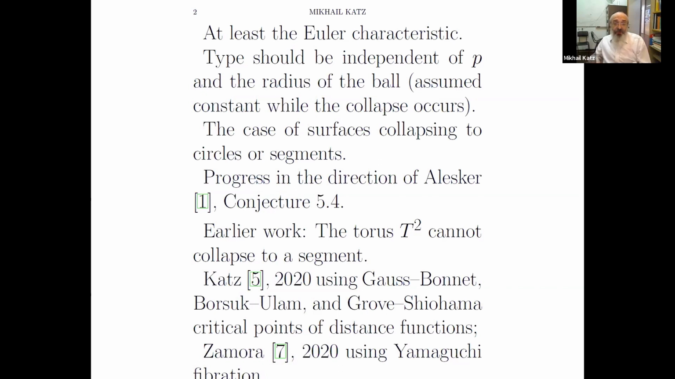So I proved this in a paper of mine that was published last year, using various techniques: Gauss-Bonnet and Bers, Shiohama's critical points of distance functions. This theory of critical points of distance functions is a kind of generalized Morse theory. That's, of course, the foundation of the Yamaguchi theory as well, Shiohama-Yamaguchi theory. But the original paper appeared already in the 70s, by Grove and Shiohama.